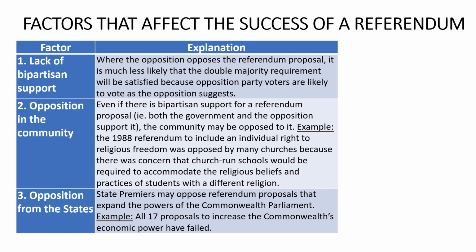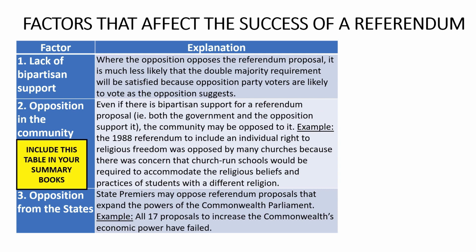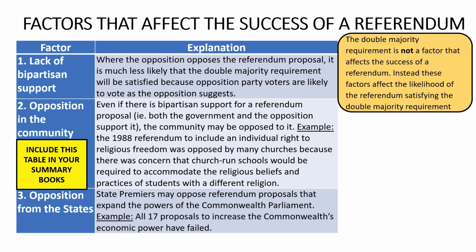Our second learning intention is that you should be able to explain the factors that affect the success of a referendum to amend the Australian Constitution. I've set out 6 of these factors in the table on this slide and the next slide. Make sure that you include this table in your summary books. Note that the double majority requirement is not itself a factor that affects the success of a referendum. Instead, the factors that we're looking at are factors that affect the likelihood of a referendum satisfying the double majority requirement.